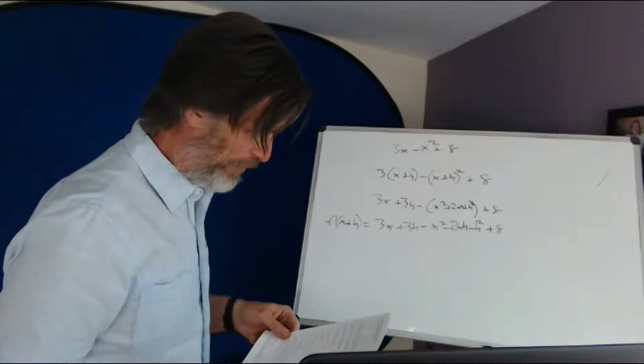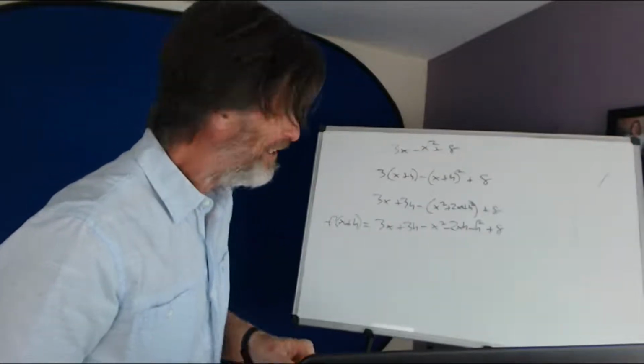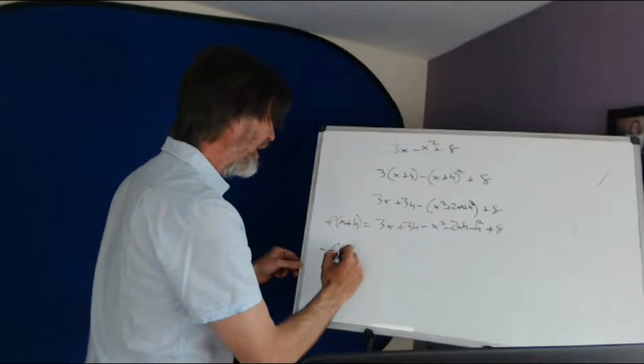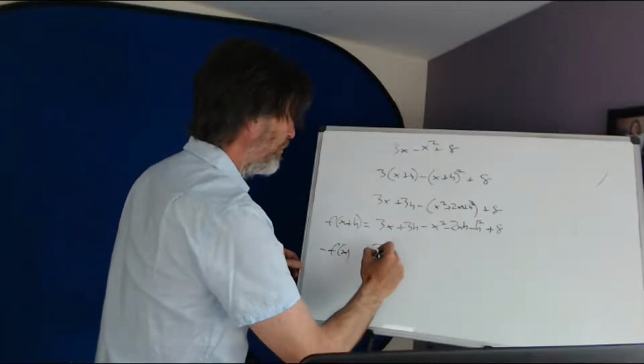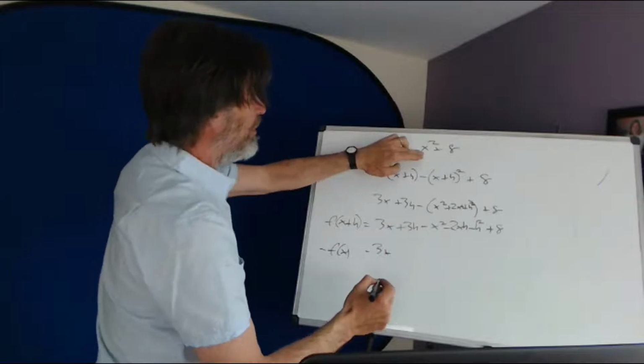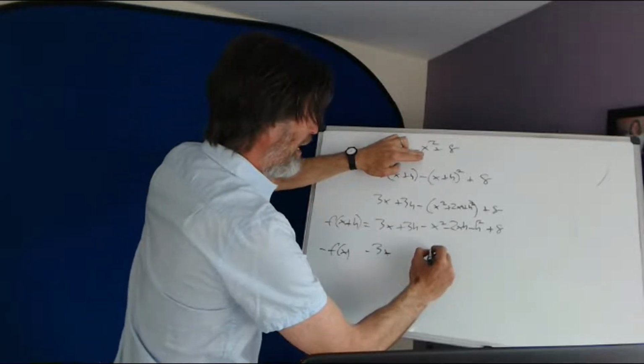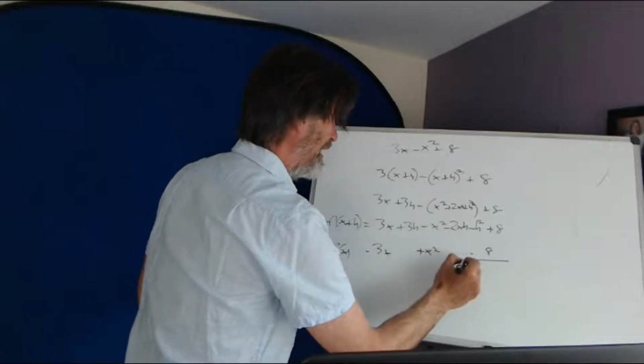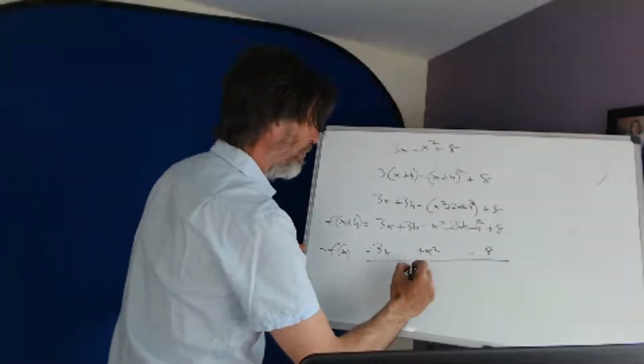Sorry about having that extra factor in there for a second. Now it's gone. First step done. Now we're going to subtract off from that f of x. We're going to subtract off 3x. We're going to subtract off a negative x squared, so we'll add x squared. We're going to subtract off an 8. Now carry it through.